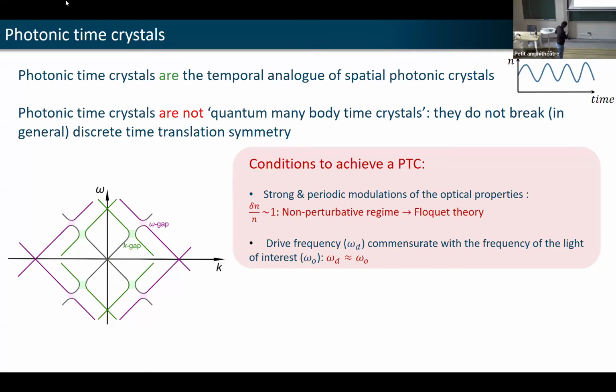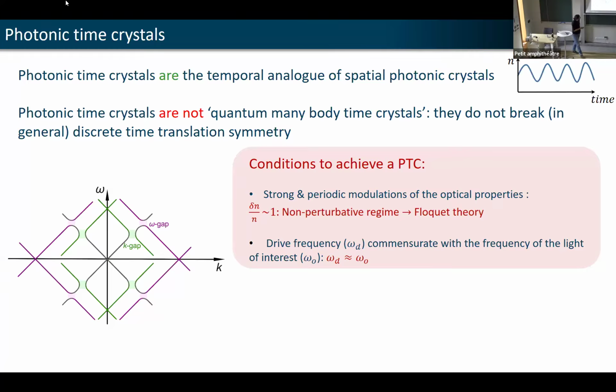Why is this requirement important? Because you want to open a gap, okay? And the size of the gap will depend on the strength of the modulation. So if you make the modulation too small, the gap will maybe open, but with dissipation, you will not see it, okay? So typically, this also tells you that this kind of nonlinear optics phenomena happens in a non-perturbative regime of light-matter interaction. So we'll use typically Floquet theories to describe this.